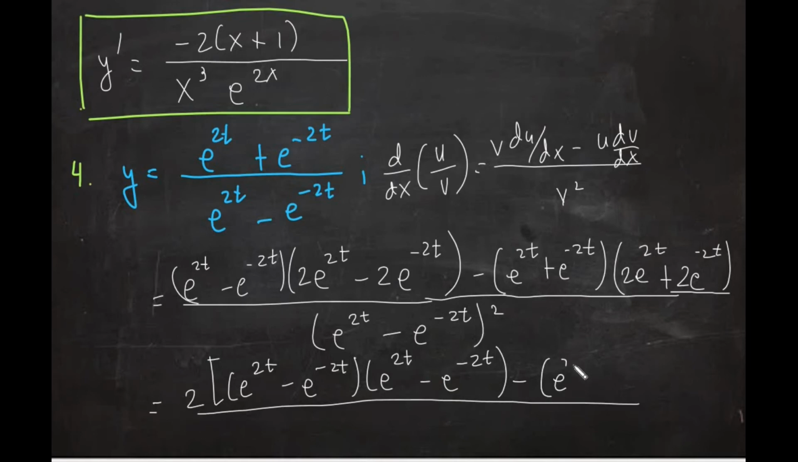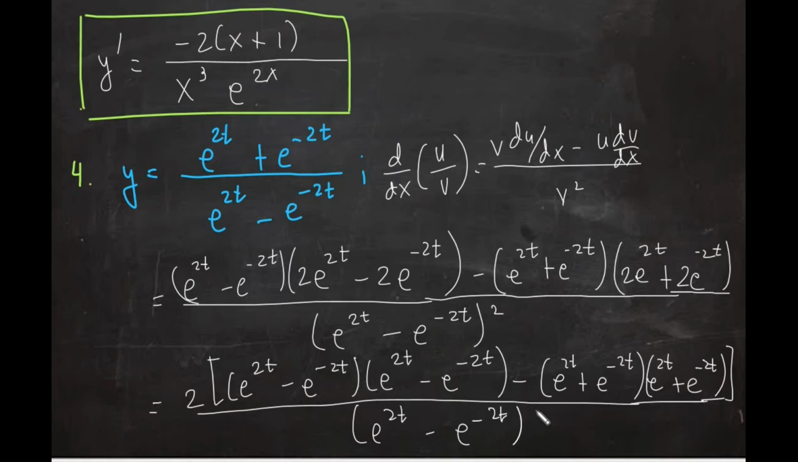So we'll have e raised to 2t plus e raised to negative 2t times e raised to 2t plus 2e raised to, oh, there's no more 2, plus e raised to negative 2t. So 2 was factored out and it was already here. So divided by e raised to 2t minus e raised to negative 2t squared. Here we can see that we have like terms here and also like terms here.